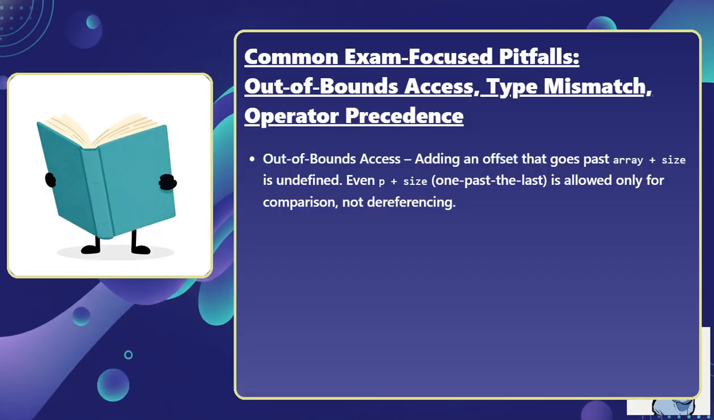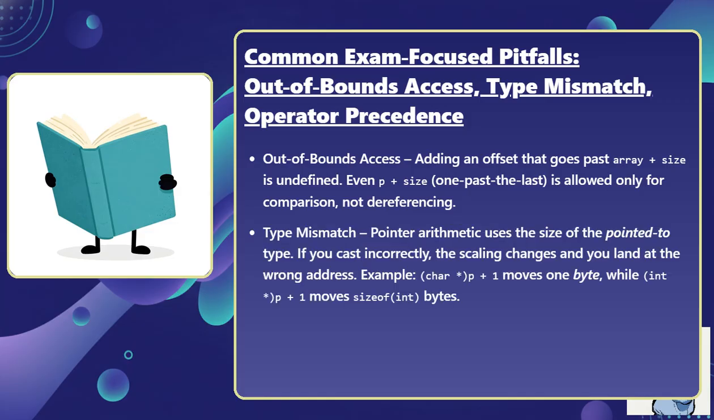Out-of-bounds access. Adding an offset that goes past array plus size is undefined. Even p plus size, one past the last, is allowed only for comparison, not dereferencing. Type mismatch. Pointer arithmetic uses the size of the pointed-to type. If you cast incorrectly, the scaling changes and you land at the wrong address. Example: (char*)p + 1 moves 1 byte, while (int*)p + 1 moves sizeof(int) bytes.